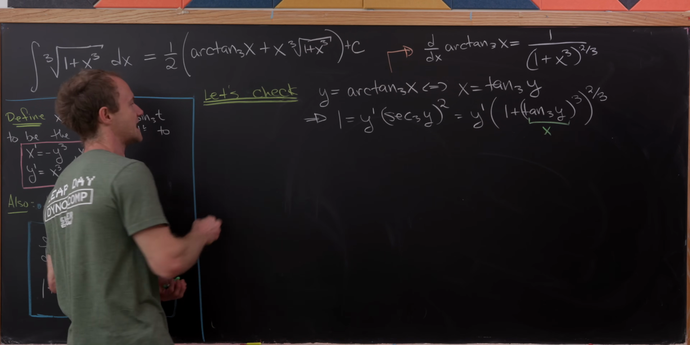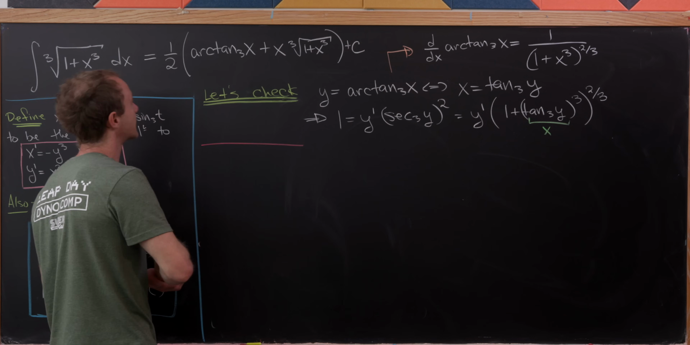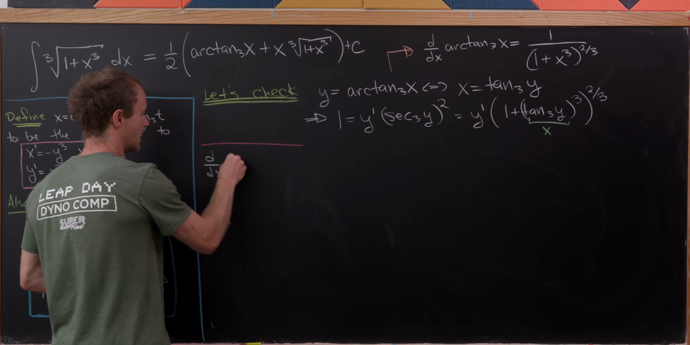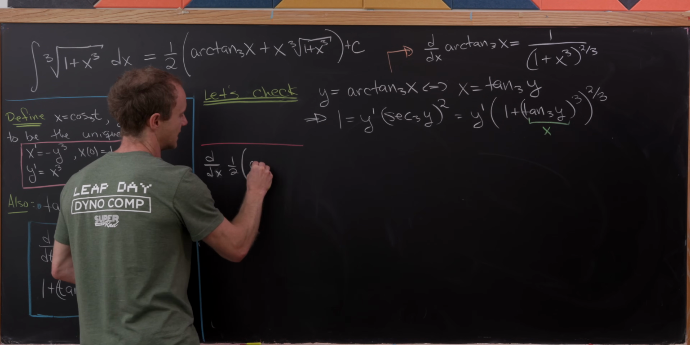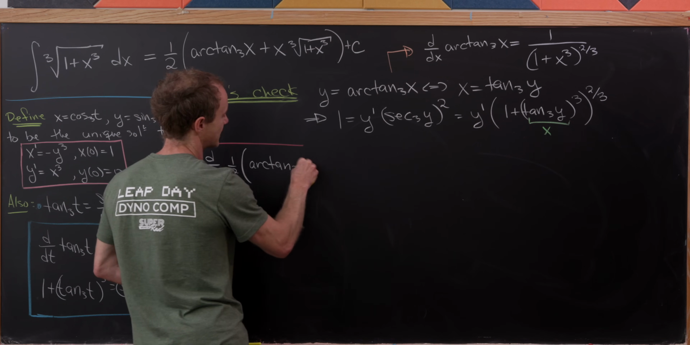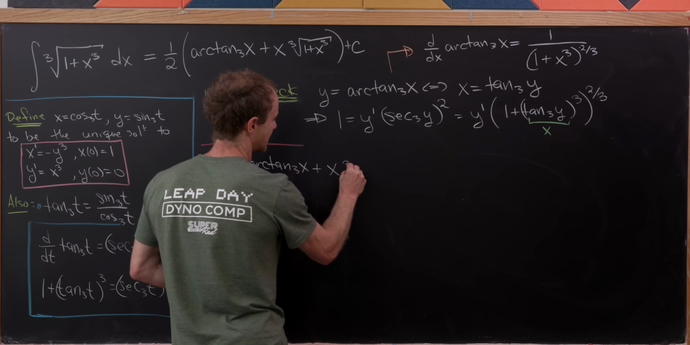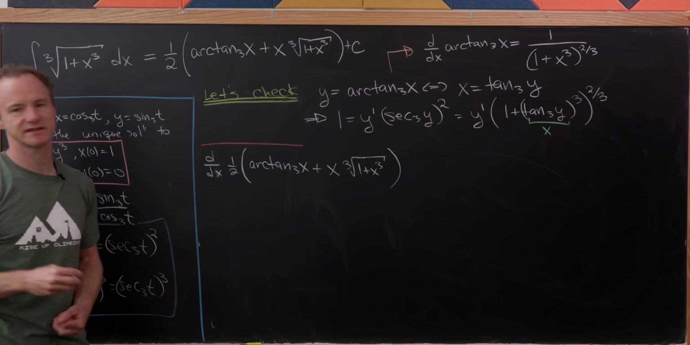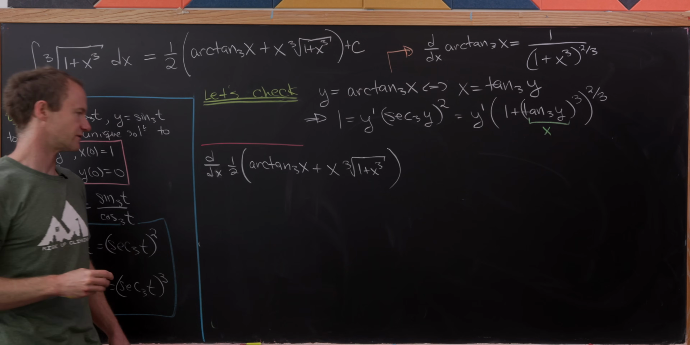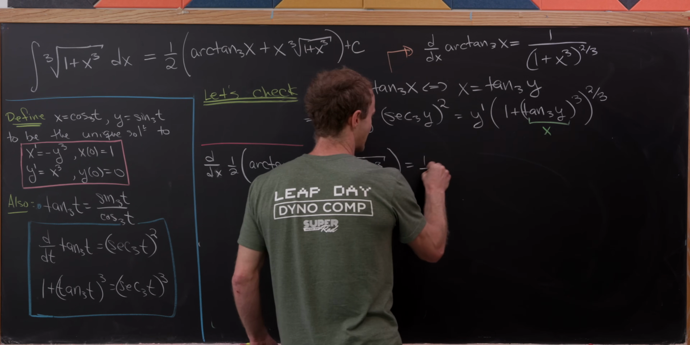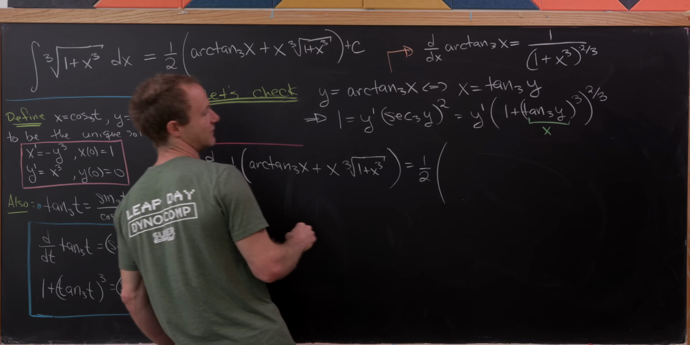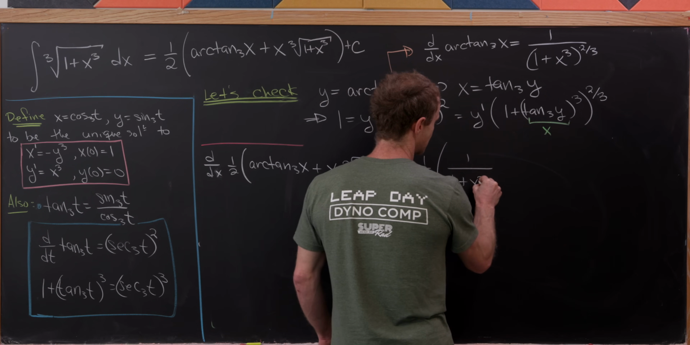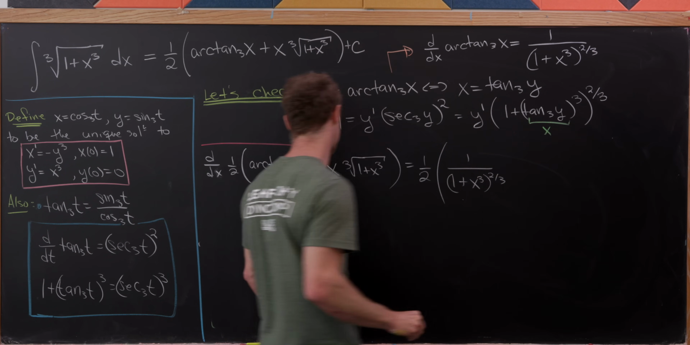Okay, so let's now actually do our check. So let's take the derivative with respect to x of this 1/2 times arctan 3x plus x times this cube root of 1 plus x cubed. I'll leave off the plus c because obviously if you take the derivative of a constant, you get 0. So let's see, I'm going to have a 1/2 out front of everything. This derivative of the inverse tangent function will be 1 over 1 plus x cubed all to the 2/3.